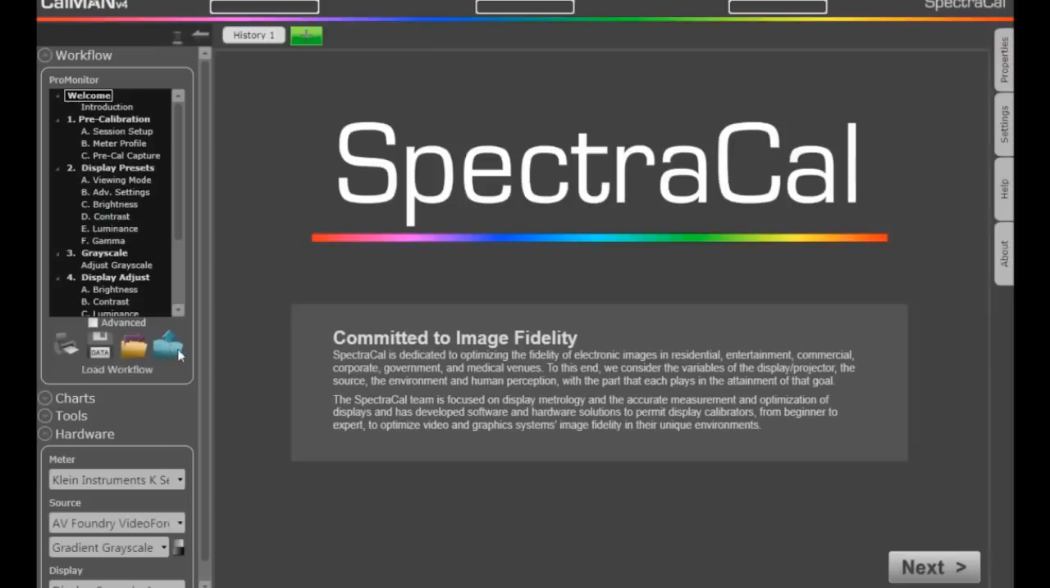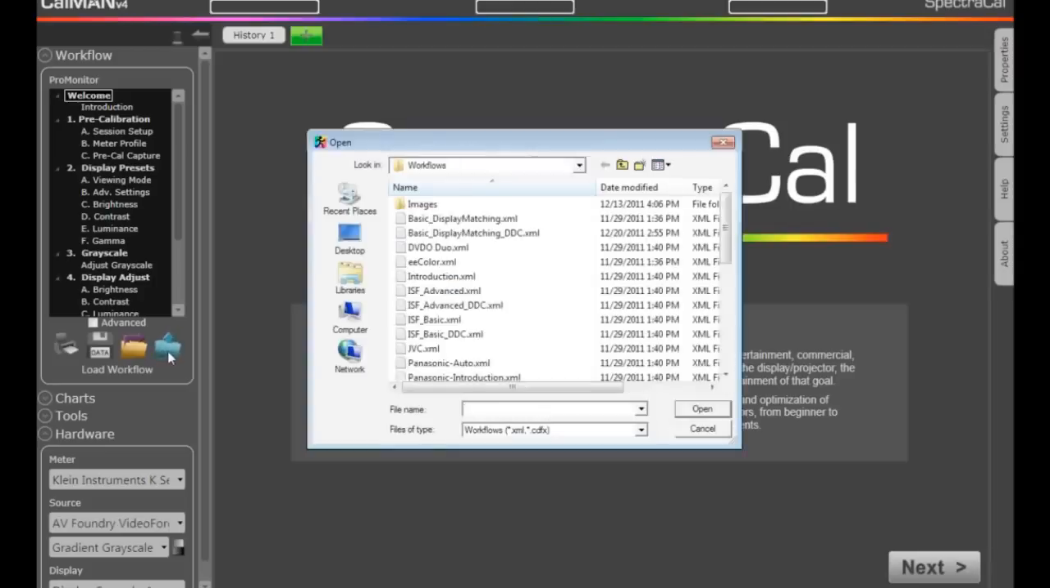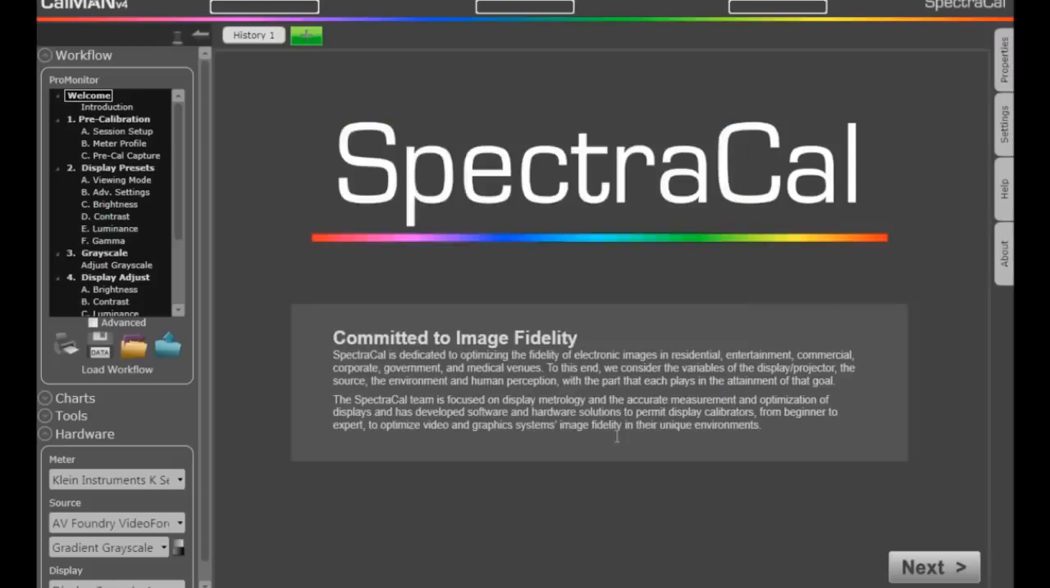There are a number of workflows that are available with the CalMAN software. I am going to click the Load Workflow button, and that brings up the listing of different workflows that are available for different specific purposes, whether that be for calibrating a specific piece of hardware, different displays, or for calibrating for CMS, for instance, as I mentioned, when we're going to be doing color gamut adjustments. And so we can select different ones of those workflows depending upon what our needs are at a particular time.